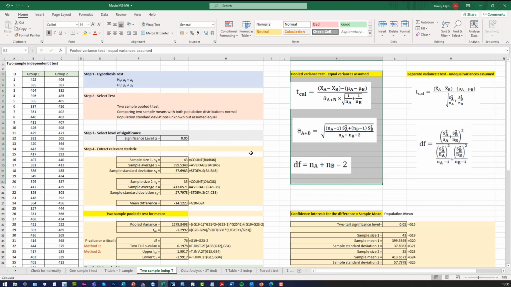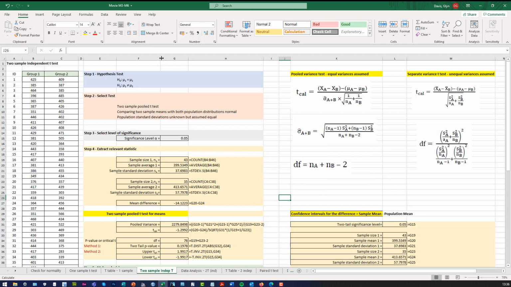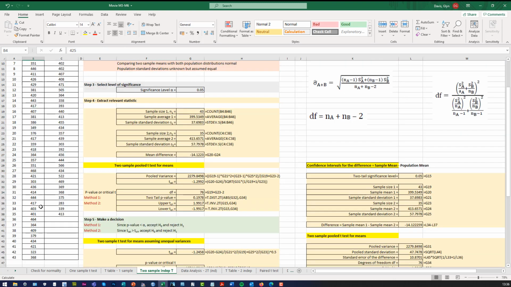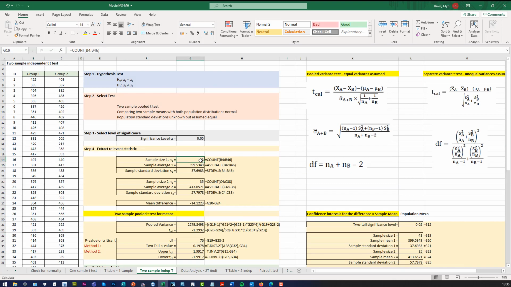What we need to do first is state what our significance level is, and as you know we take 5%. Then we need to know what N1, or NA, is, which is the size of sample 1. So we count B4 to B46, and that gives us 43 numbers.